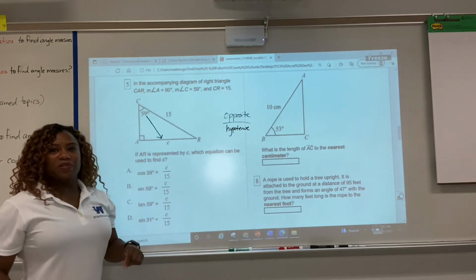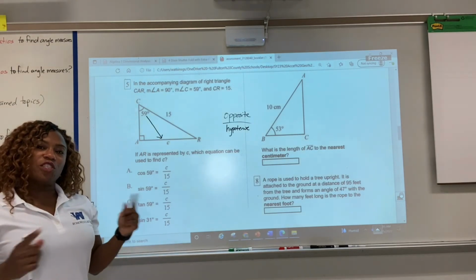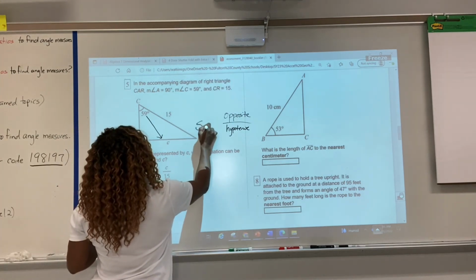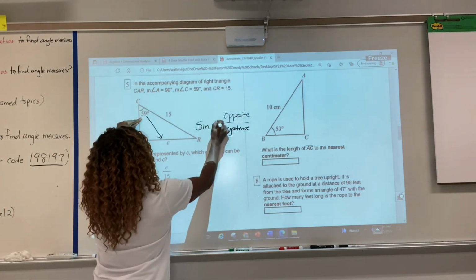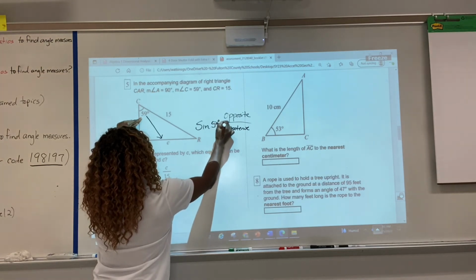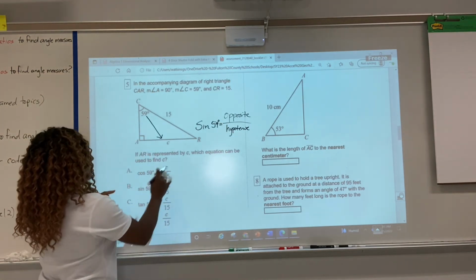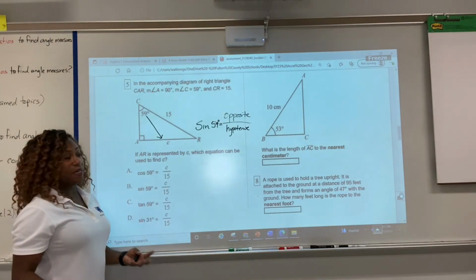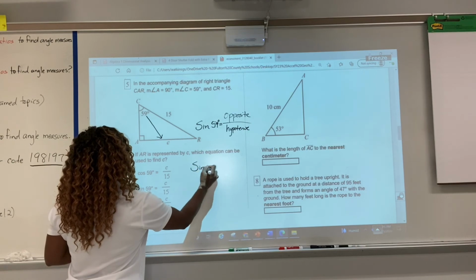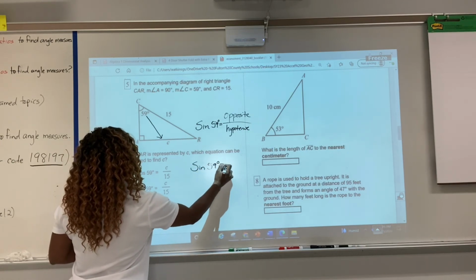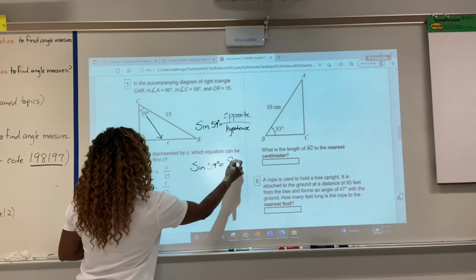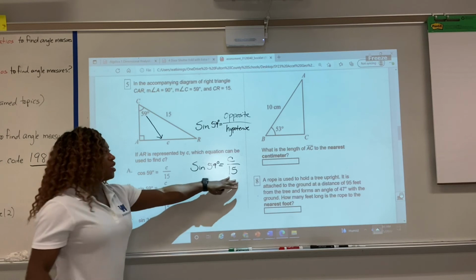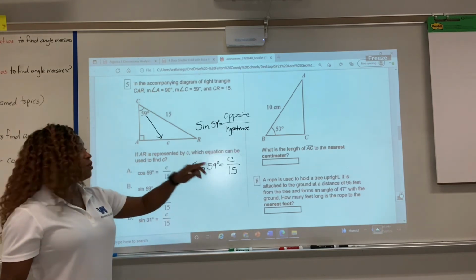tells us that we are using the sine. Remember SOHCAHTOA? Sine is opposite over hypotenuse. So this must be sine, and it's from this 59 degree angle. So this is what we'll be looking for. In this case, they want us to fill in the values, or the variable if we have one, which we do. So sine of 59 degrees is equal to the opposite side, which is the C they gave us, over the hypotenuse, which is 15. So this equation will help us find the value of C if we solve for C.